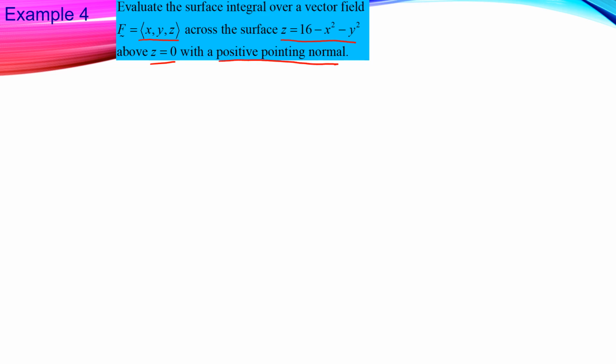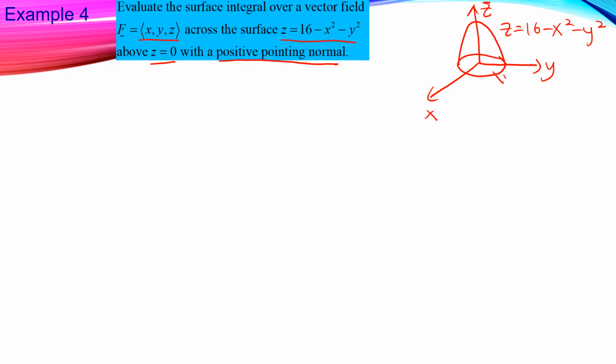Alright, so this is a paraboloid. Paraboloid above z equal to 0, z equal to 16 minus x squared minus y squared, means that it will be above z equal to 0. So this is the surface that you're going to integrate. You're going to find the surface integral, or the flux integral, across z equal to 16 minus x squared minus y squared. Right, so this is a non-parametric surface.